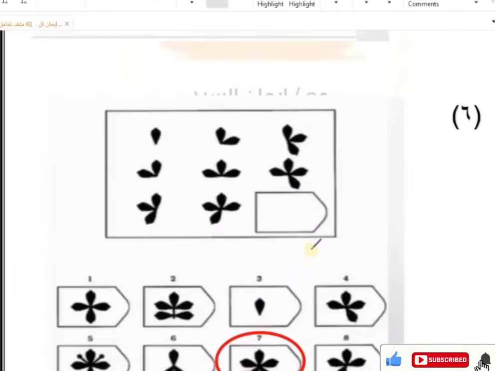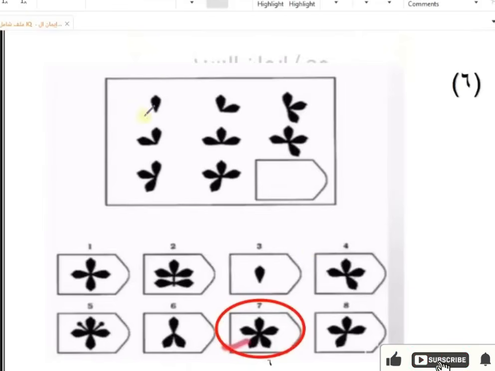Let's look at this pattern. I have 1, 2, 3. Okay, it increases by 1 each time. Now here it's 2, 3, 4. Okay, so that's also increasing by 1 each time. 3, 4. Naturally, what's next? 5, which is this answer right here.